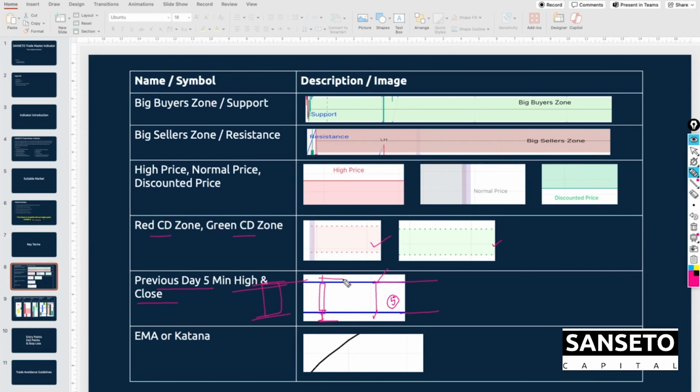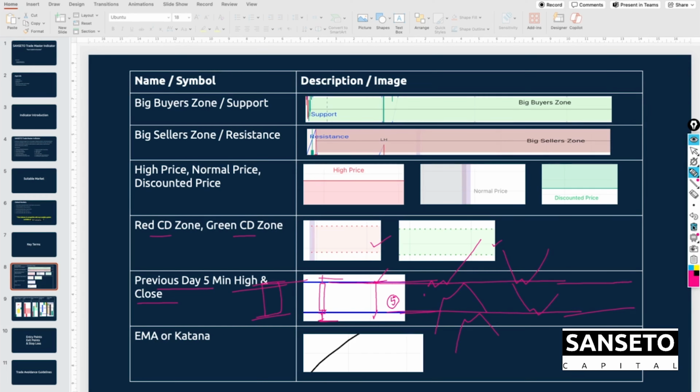So the low of the candle and the high of the candle will be marked, and this will be marked for the next one full day. This can act as a support or as a resistance: resistance one, resistance two, or support one, support two.